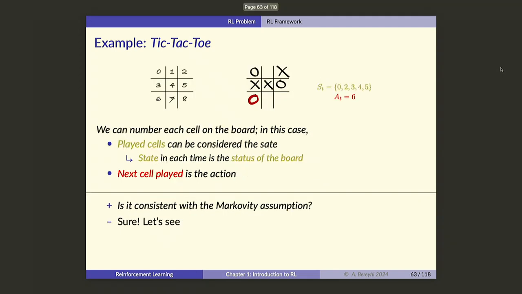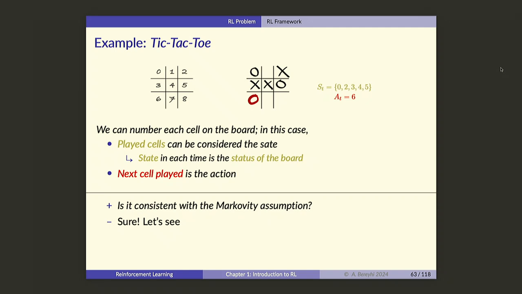So we talk about this particular case. We can number the cells on the game board, 0 to 8. Each time that we act, we are doing one particular action, which is just choosing one of the cells. The state of the game is basically the cells that have been played. Anything left remains as a possible choice of action.